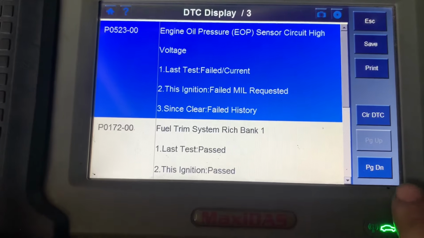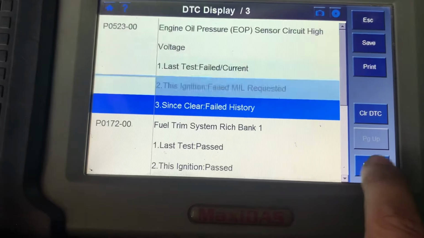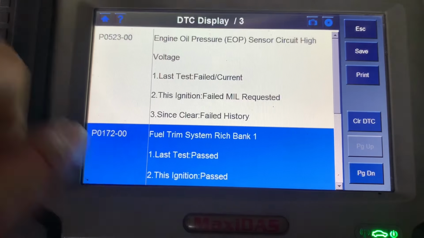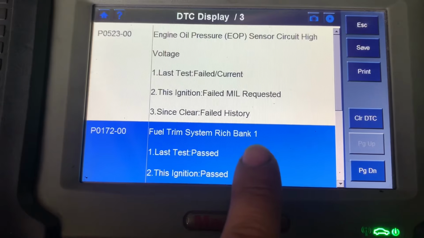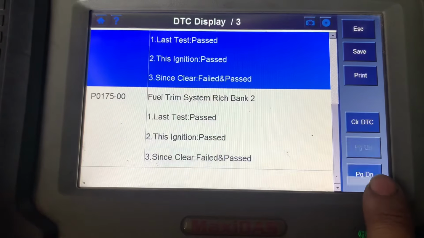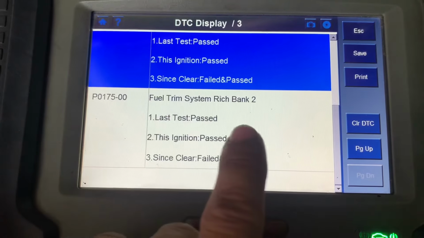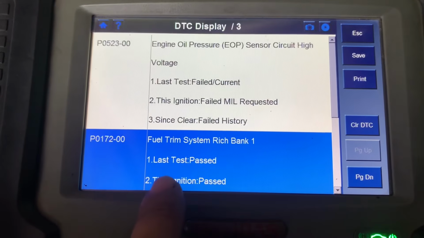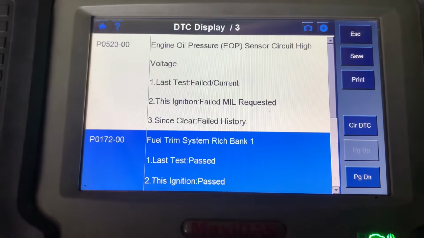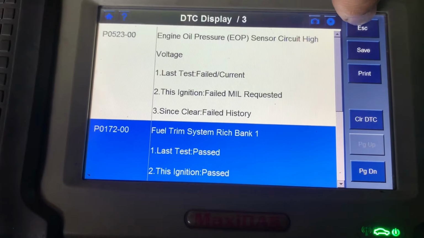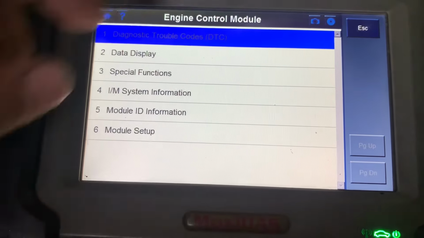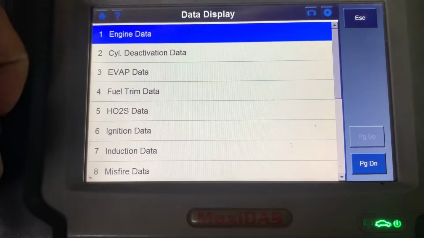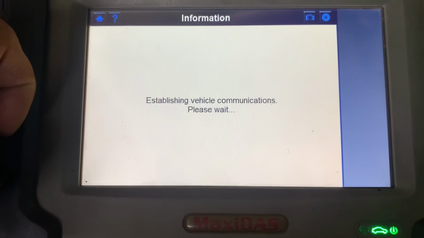It's not the engine oil pressure sensor. It's the P0172 fuel trim rich bank 1 and P0175 fuel trim rich bank 2. You will need a scan tool to diagnose these two codes properly, and let me tell you why. Because in order to diagnose these two codes, we will need to monitor some data.